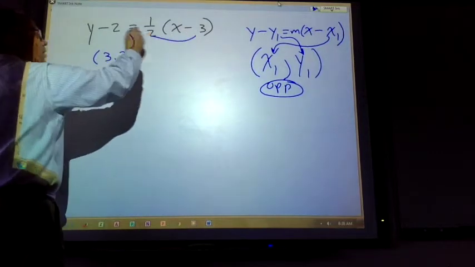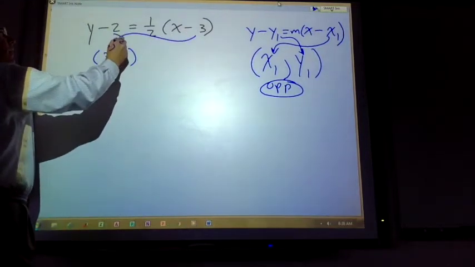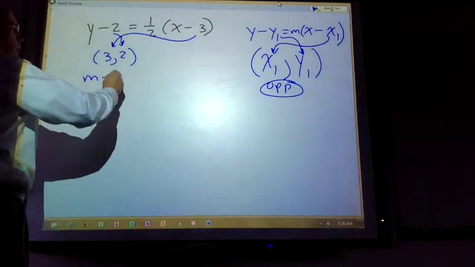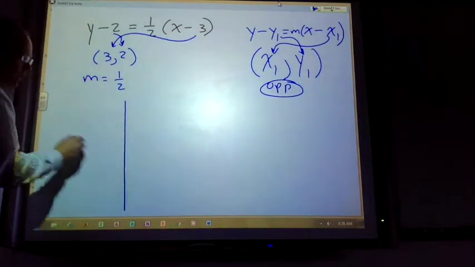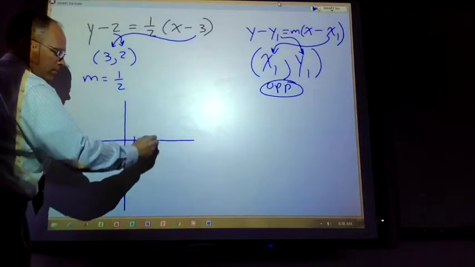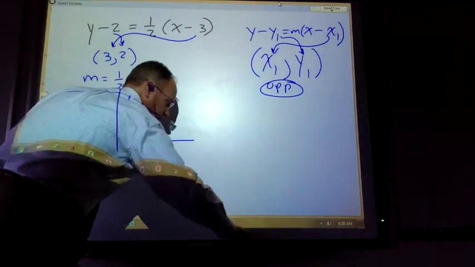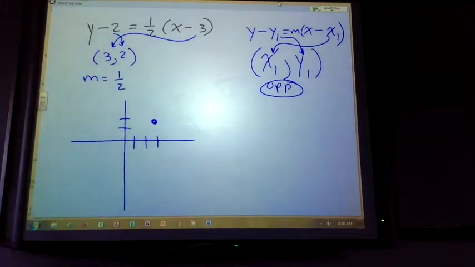So notice, it became opposite. What is my slope of this equation? 1/2. Okay, so I'm going to plot the point 3, 2. And what am I going to do with the slope in order to find a second point? What am I doing with the slope? Use it as a map.